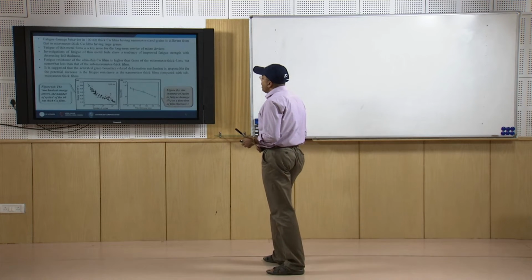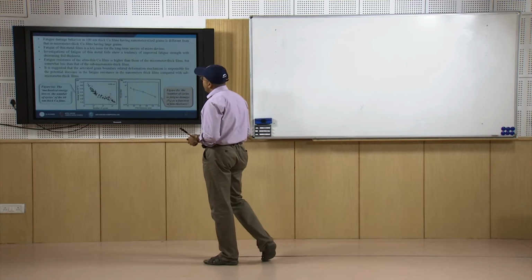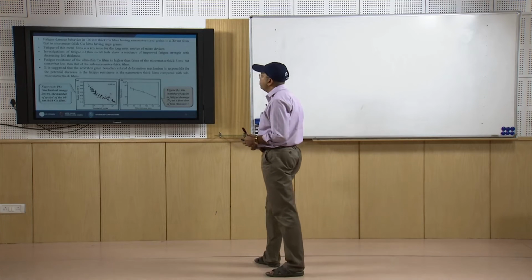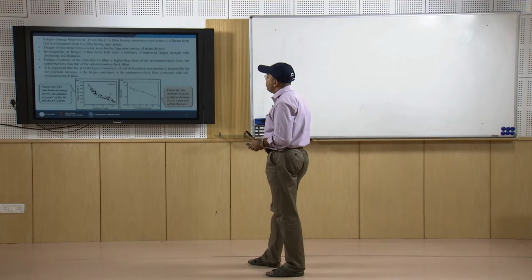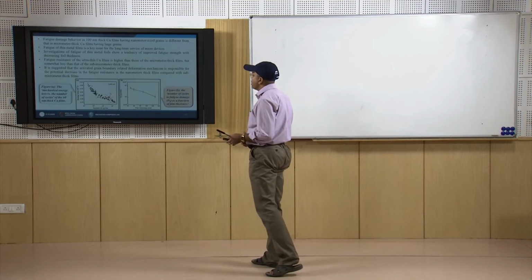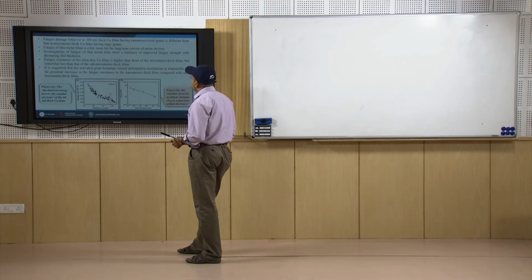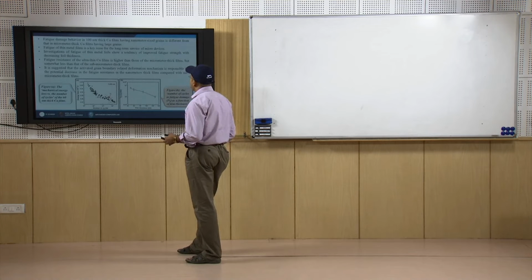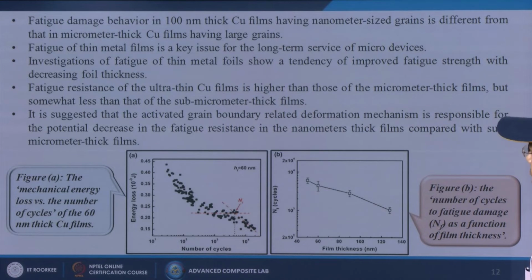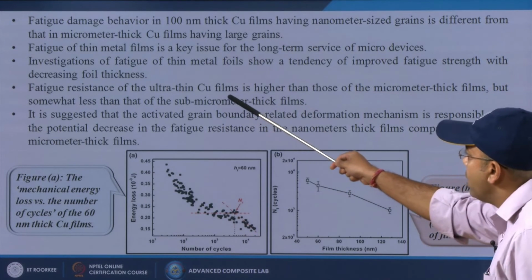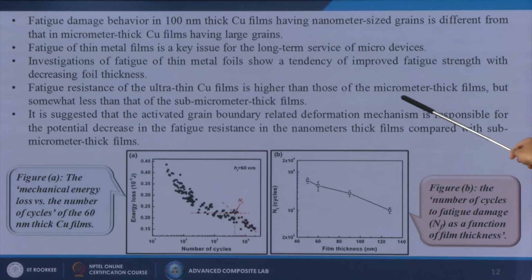Fatigue damage behavior in 100 nanometer thick copper films having nanometer size grains is different from that in micrometer thick copper films having large grains. Fatigue of thin metal films is a key issue for the long term service of micro devices. Investigations of fatigue of thin metal foils show a tremendous tendency of improved fatigue strength with decreasing foil thickness. Fatigue resistance of the ultra thin copper films is higher than those of the micrometer thick films, but somewhat less than that of sub micrometer thick films.